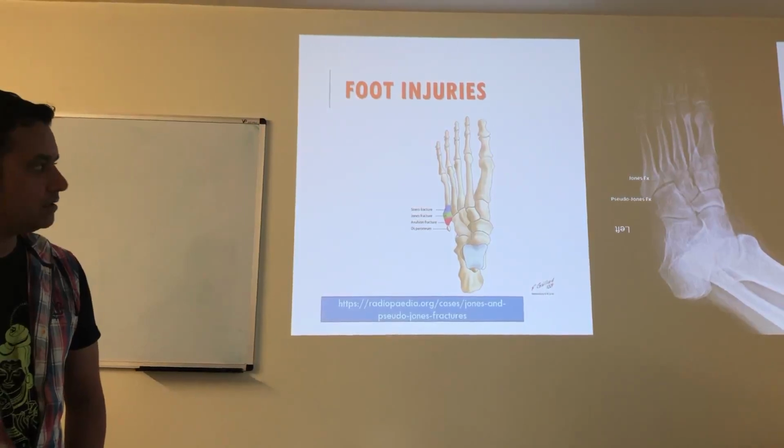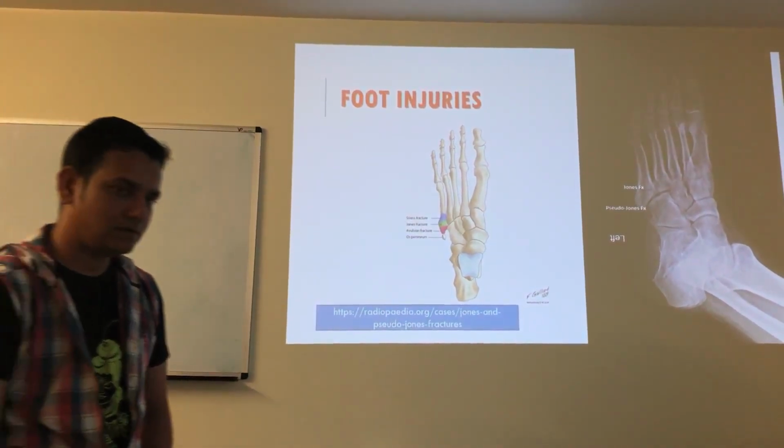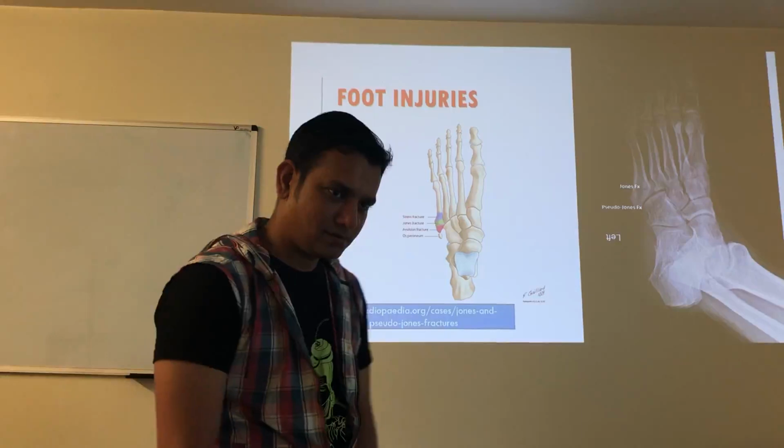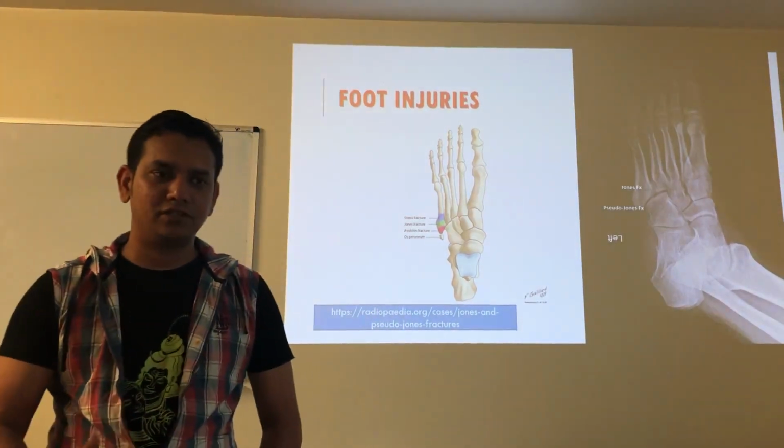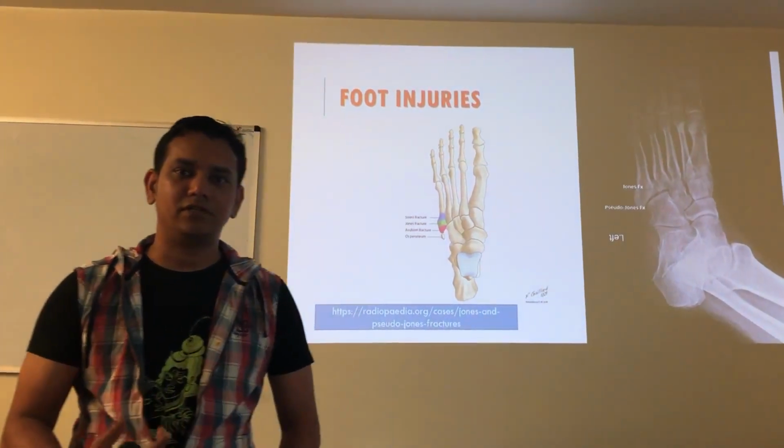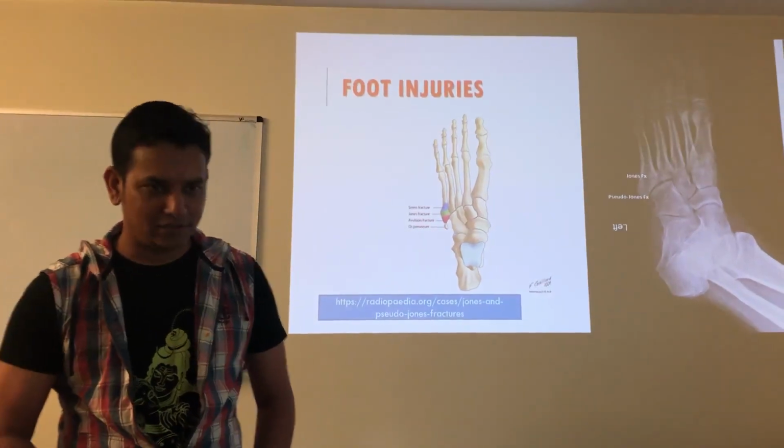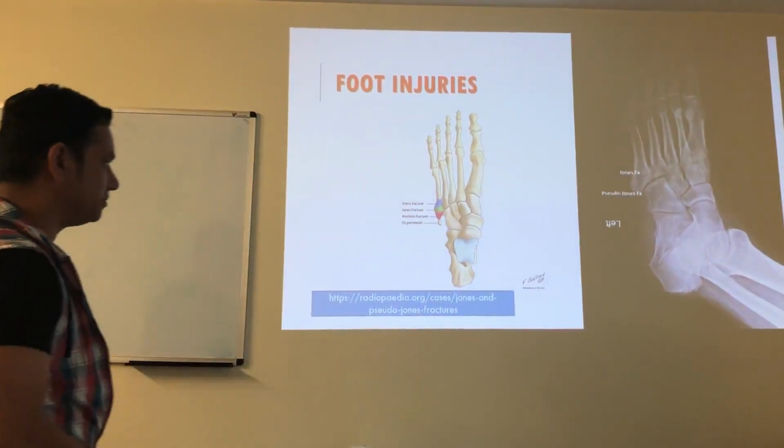Which tendon is inserted? Just making sure that you guys are keeping your ears open. You said peroneus brevis. Yes. Peroneus brevis. Good.